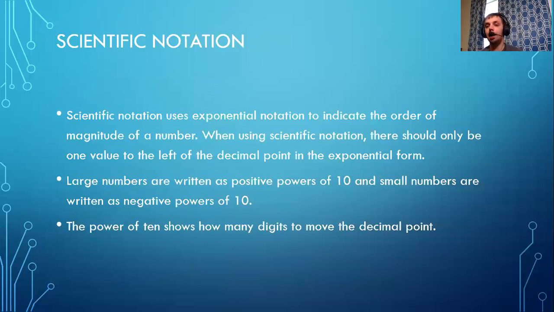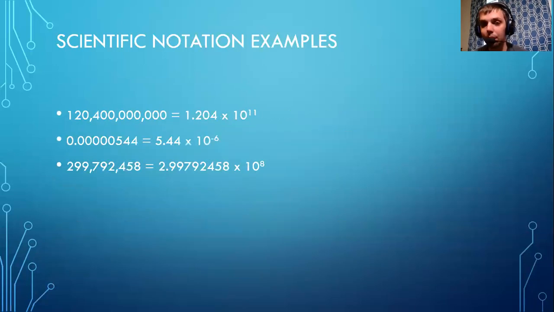because if you remember from algebra, a negative exponent just means you divide. So raising something to a negative power of 10 is the same as dividing by 10. The power of 10 shows how many digits we move the decimal point. Now that probably was very confusing, so let's get to some examples.